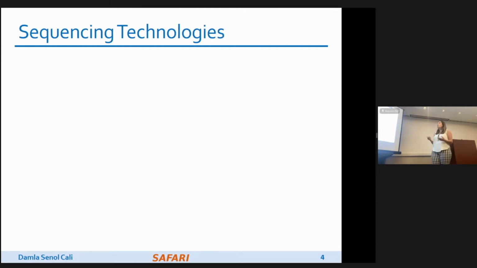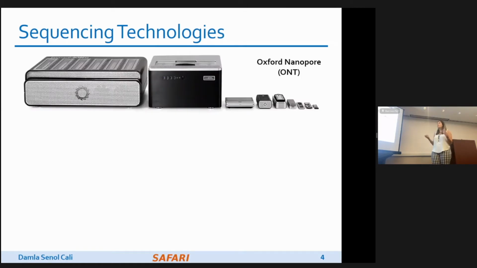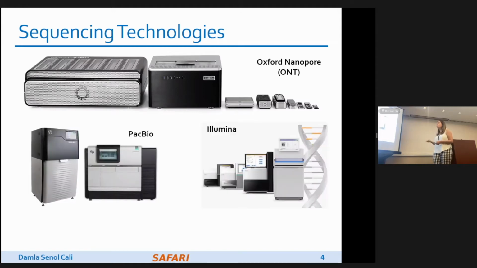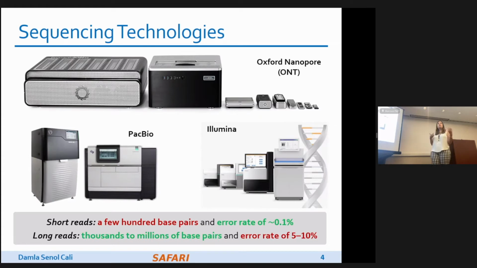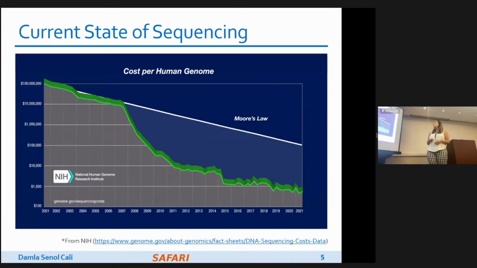When we look at the range of technologies, as I said, we've heard some of them today, like Oxford Nanopore, PacBio, or Illumina, and they all produce different types of reads, which we can categorize as short reads or long reads. Short reads are a few hundred base pairs, but they are accurate in terms of their error rate. Whereas long reads can reach millions of base pairs, but they are noisy. So again, another familiar picture.